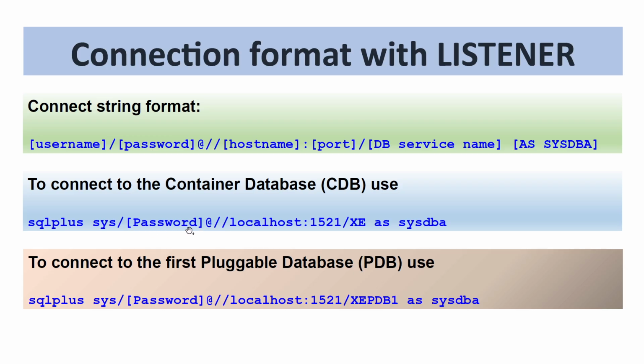Whatever password we give during the configure command, the same password we will give here. And as I mentioned, 1521 is the default port. When we use this particular syntax, we'll get connected to the CDB because we are saying XC. If you want to connect directly to the pluggable database, you will use exactly the same syntax. However, instead of XC, you will say XC PDB1.